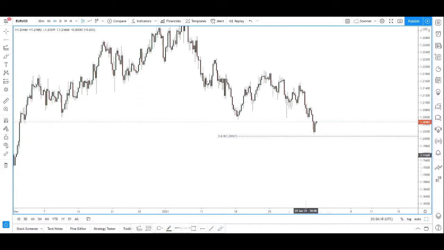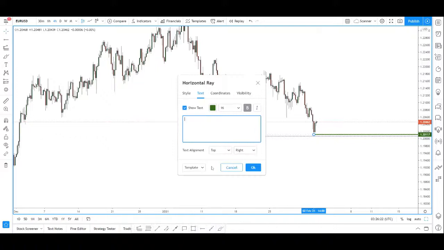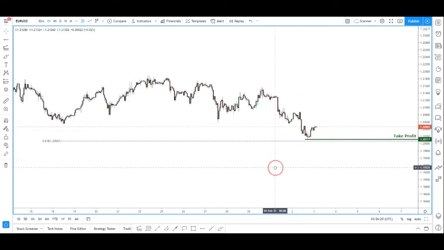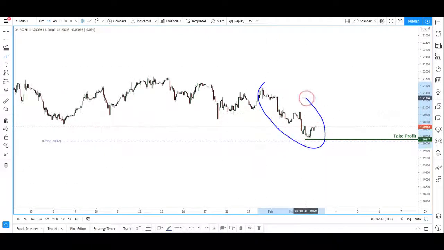And let me just put a level here. I would prefer to use the graphical swing low as our take profit level. So very quickly, we go down to the 1 hour. On the 1 hour, we see this movement over here.